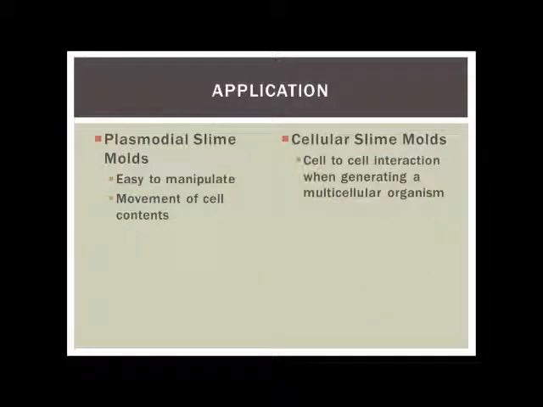The structure of slime molds allowed them to be used in many applications. Because plasmodial cells tend to be very large, they are easily manipulated and they are used in studies that view the movement of intracellular contents. Cellular slime molds are also easily manipulated, and their unique aggregation process is used to study cell-to-cell interaction when single cells generate multicellular organisms.